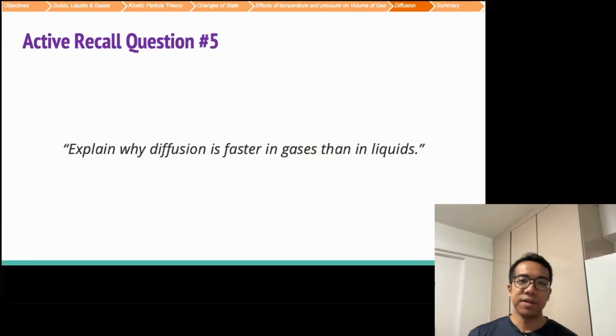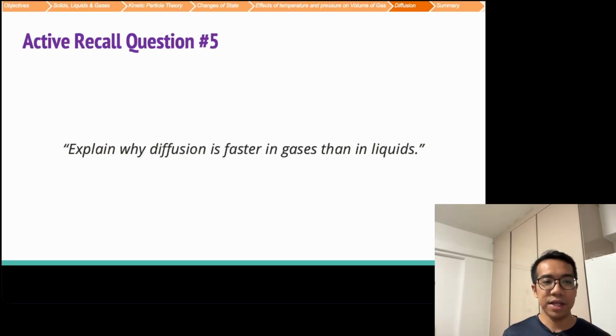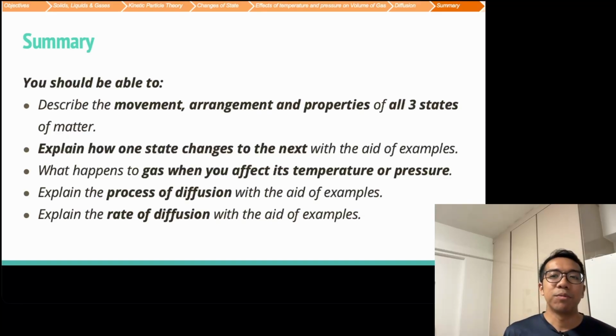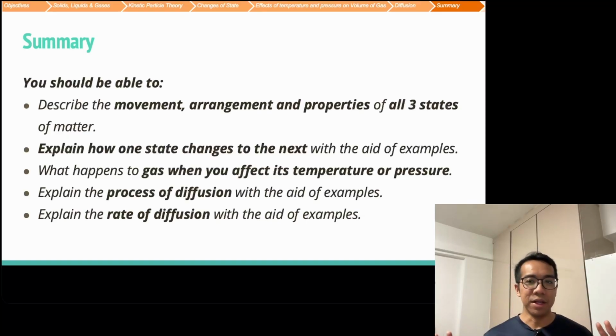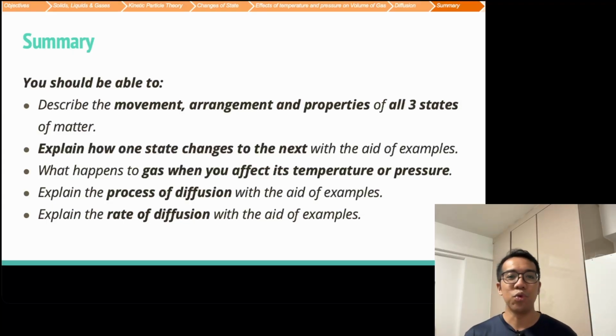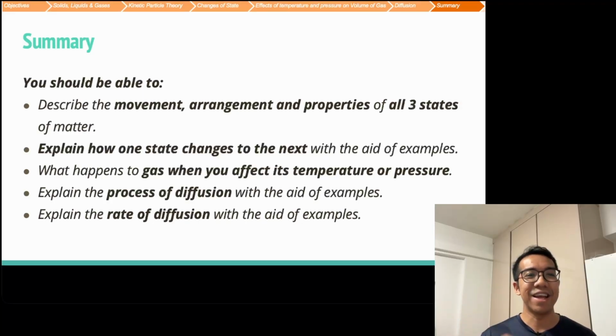Excellent. This is the active recall question. Try to remember the answer off the top of your head. See if you can remember the answer as to why this occurs. Excellent. We have come to the summary of the lecture. This is basically just a reflection of the key learning objectives you saw in the first slide of this lecture. Pause and see if you can explain all of this in great detail. If you can, excellent. It means you have understood this lecture in great detail and you are more than prepared to move on to the second lecture of the series.